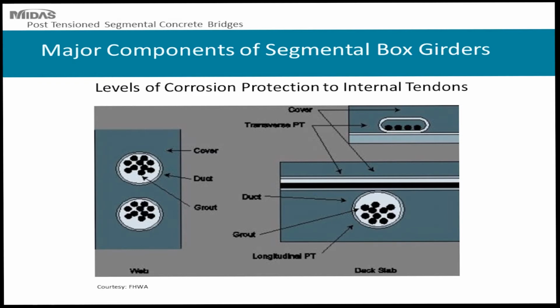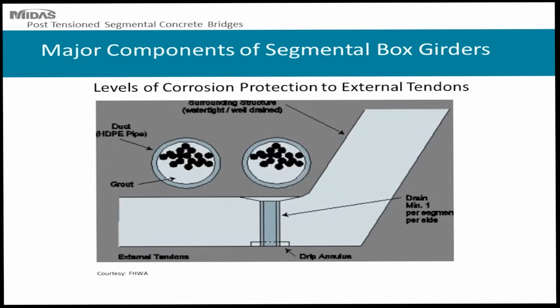This picture is showing the level of corrosion protection for internal tendons. And again, courtesy to FHWA. And this picture is showing the corrosion protection to external tendons.